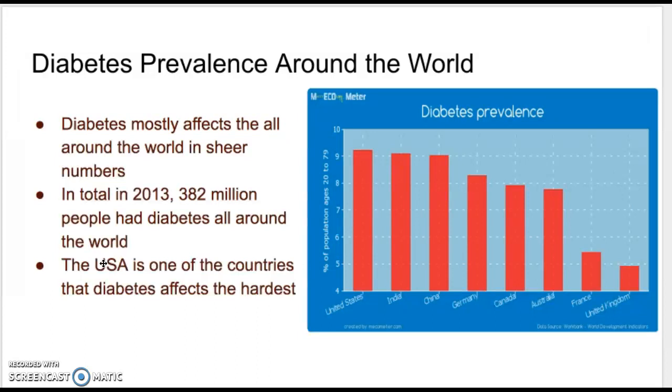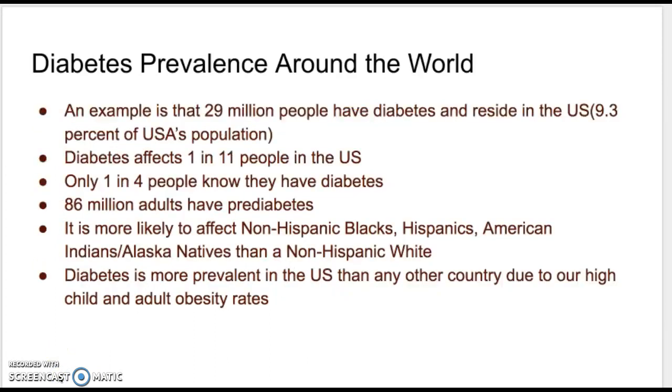Here's a chart with the countries that are affected with diabetes the most. USA has the most people in the world diagnosed with diabetes. About 29 million people in the United States have some form of diabetes other than prediabetes, which is about 9.3% of the United States population.